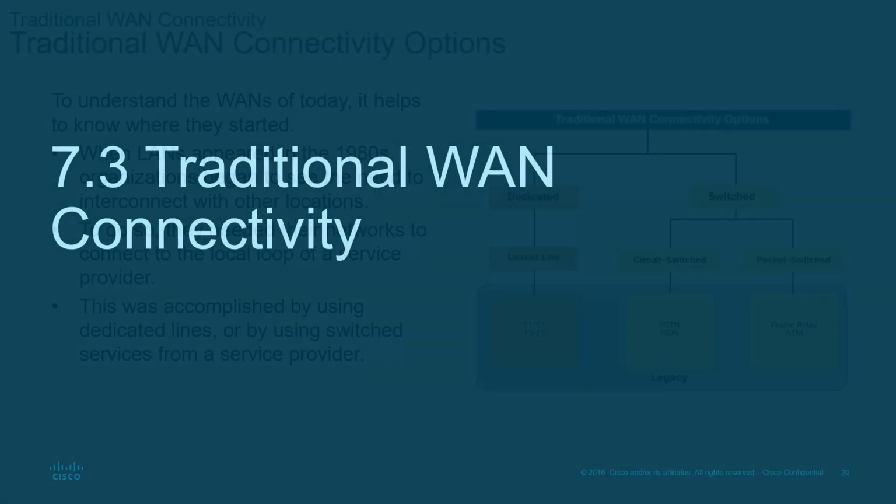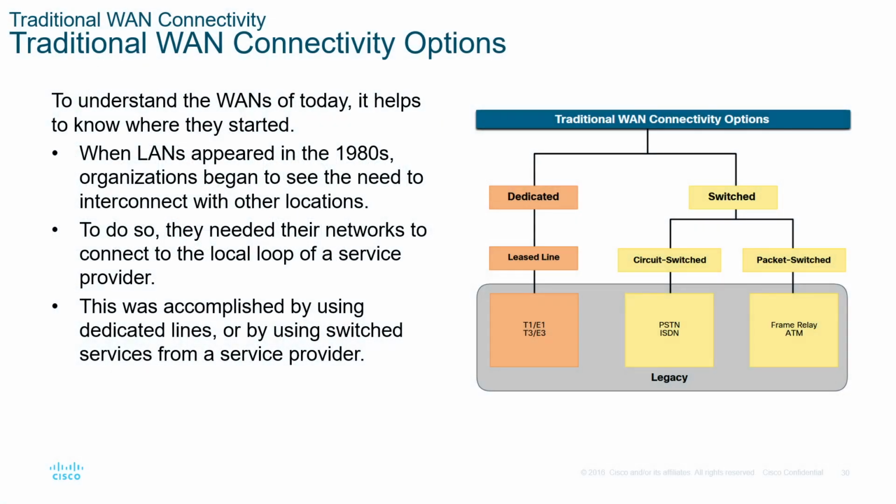Traditional WAN connectivity. Now with traditional WAN connectivity, we have dedicated or switched. Dedicated is not used anymore. No one is using leased line anymore. No one is using circuit switched anymore. So it's just basically over.